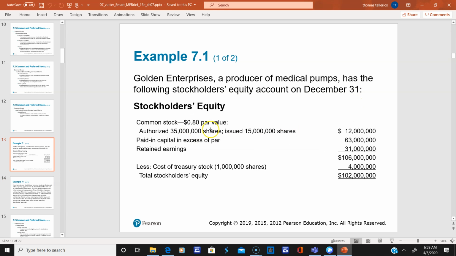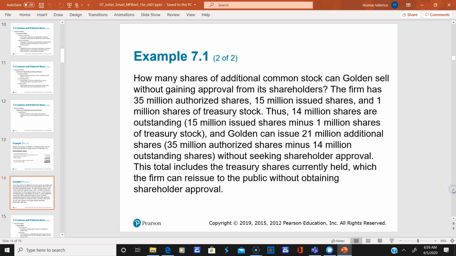All right. So here's the authorized shares, here's the issued shares, and here's the treasury stock shares, right? So how many shares of additional common stock can Golden sell without gaining approval from its shareholders? The firm has 35 million authorized, 15 million are issued, and 1 million are treasury stock. So they bought back 1 million of the 15 million. So 14 million are outstanding, right? 15 million have been issued, right?